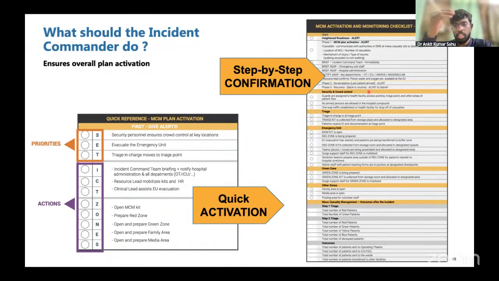These are the checklists which will be used once the activation is done, to confirm that heightened readiness is there, security and crowd control have been done, the triage kit is employed, the triage in-charge is at the triage point, and everyone is getting an ID. These are the checklists to be filled by the incident commander once activation is done.